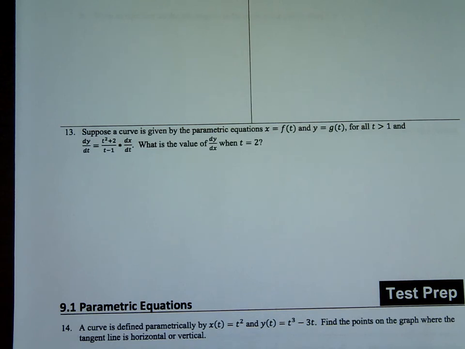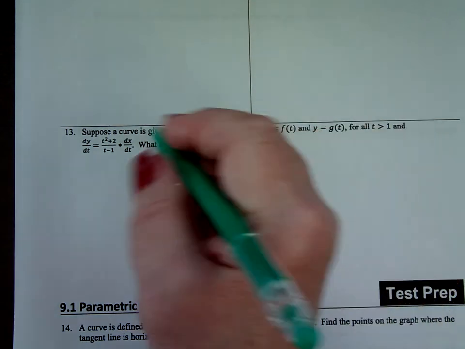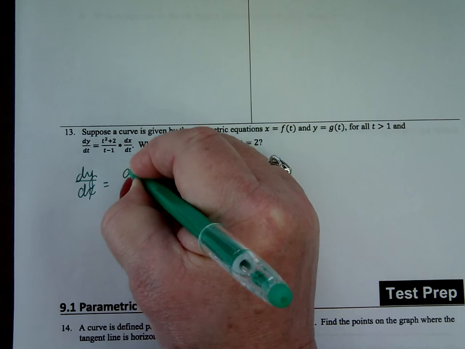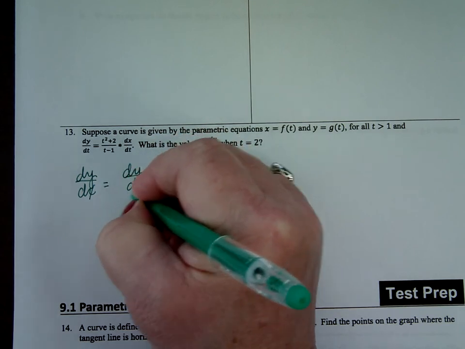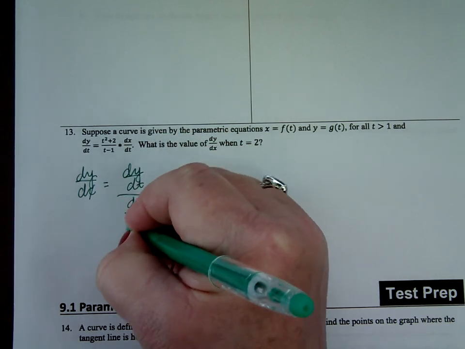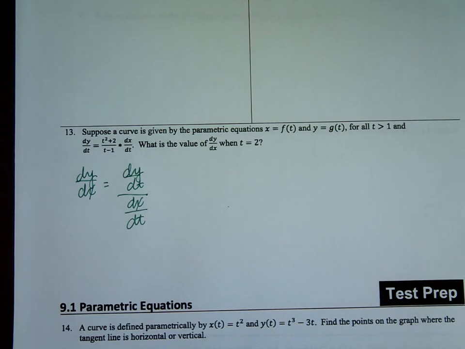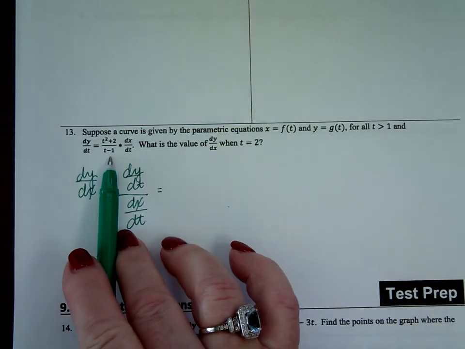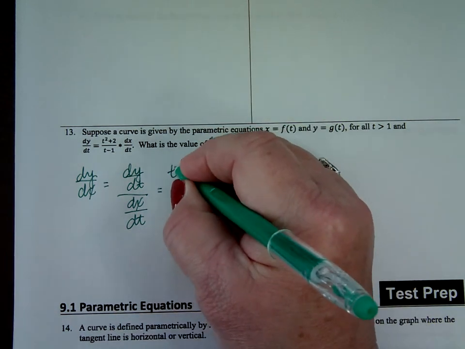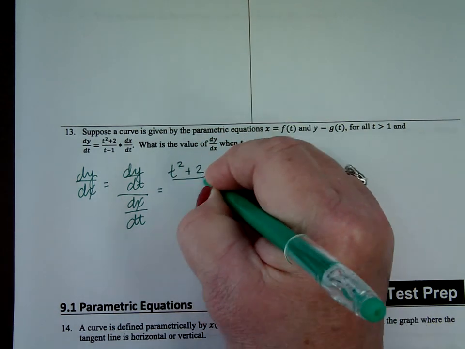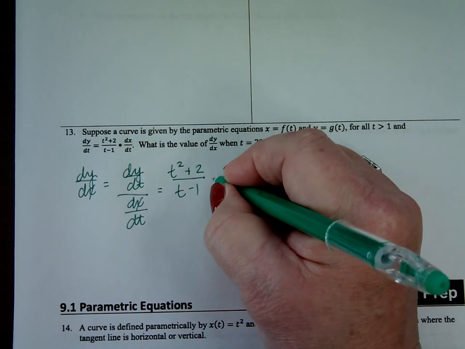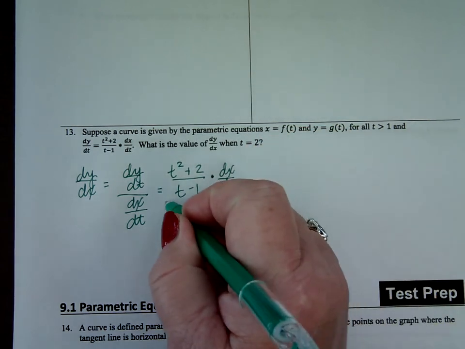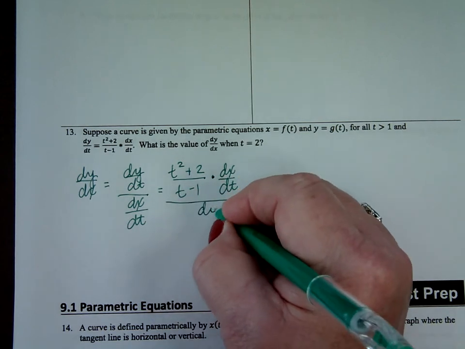Now remember, dy over dx from our very beginning when we put the definition of a derivative down was dy over dt over dx over dt. Remember that from our very foundation? So they're telling you what dy over dt equals. All right, so let me put it in here. t squared plus 2 over t minus 1 times dx over dt. Now that's my whole dy over dt. They didn't tell me anything about dx over dt, so that stays there.